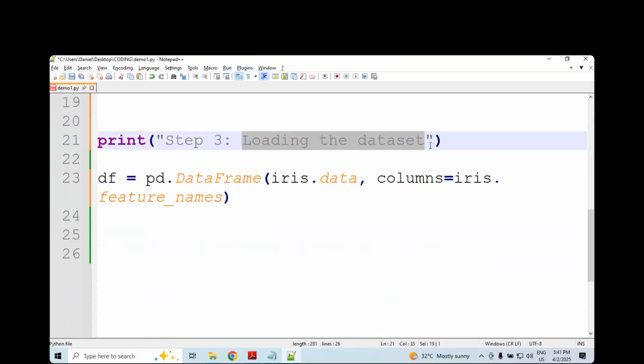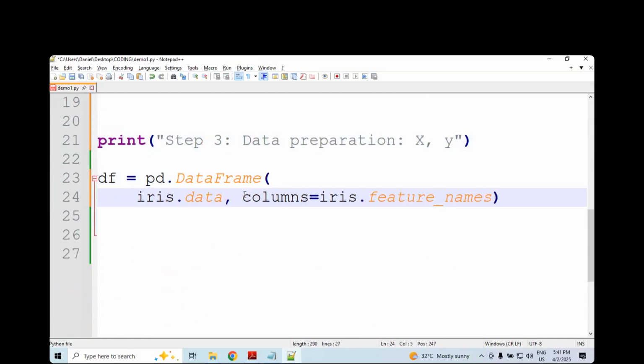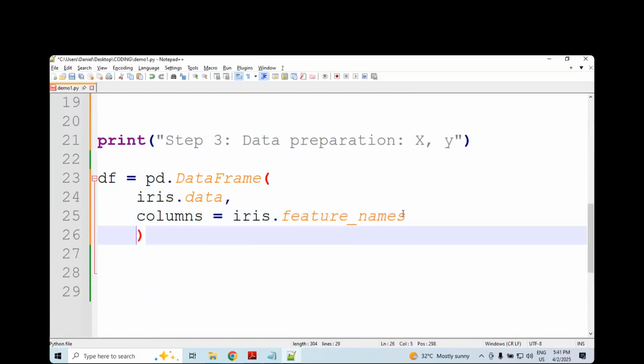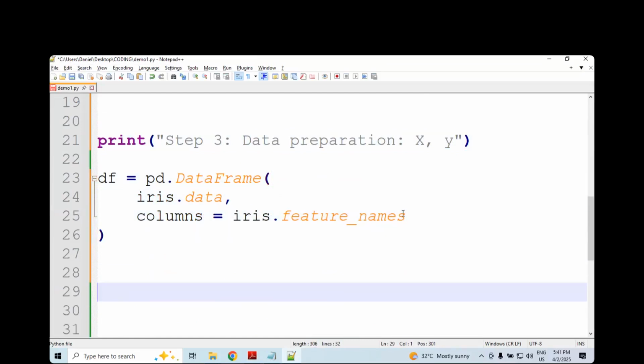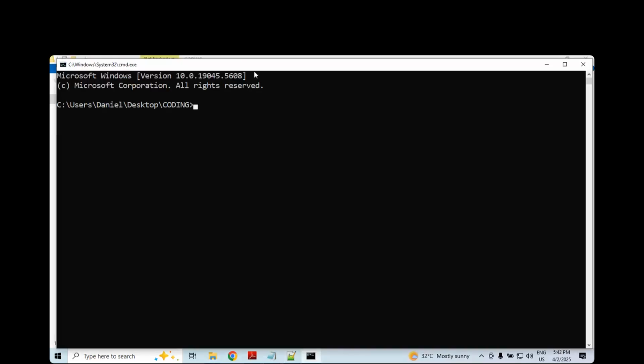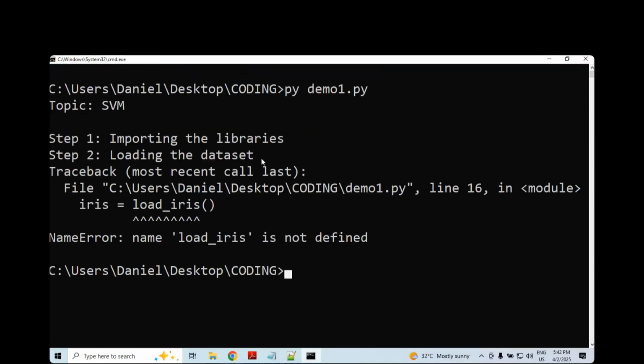Online team, I trust you are following. What is step number 3? Data preparation. Good. Okay, we are good to go. One minute, let me run this so that you can confirm whether we are moving on with a nice flow or not. Let's run this. Oh, we need to import this function.